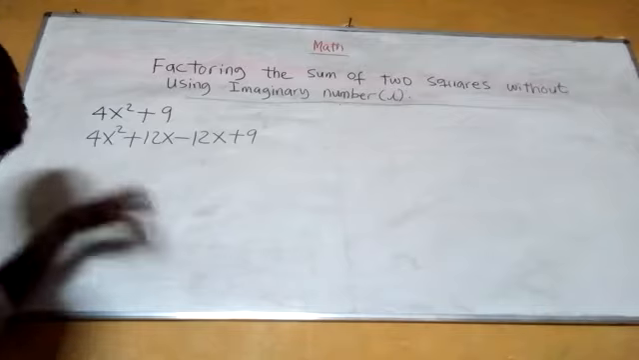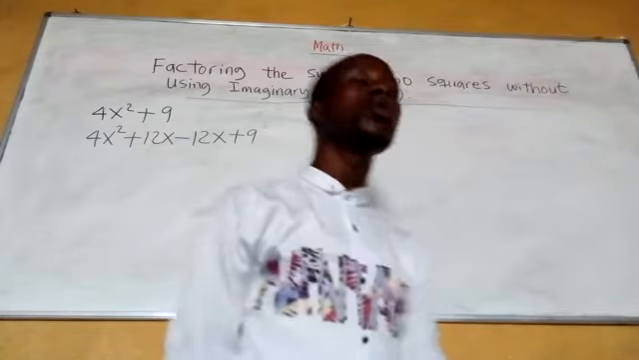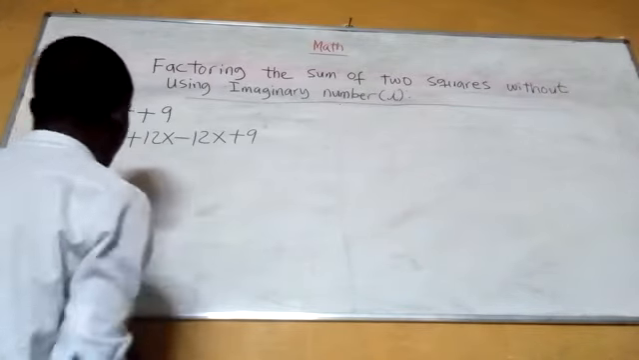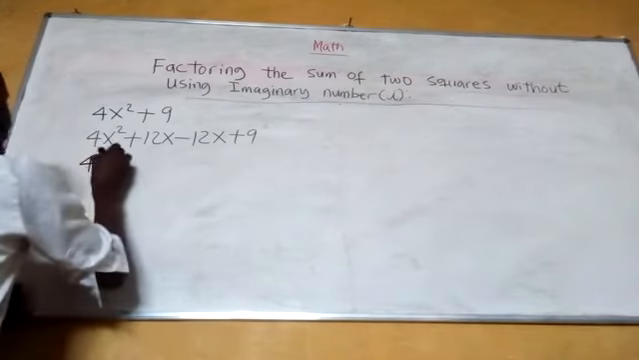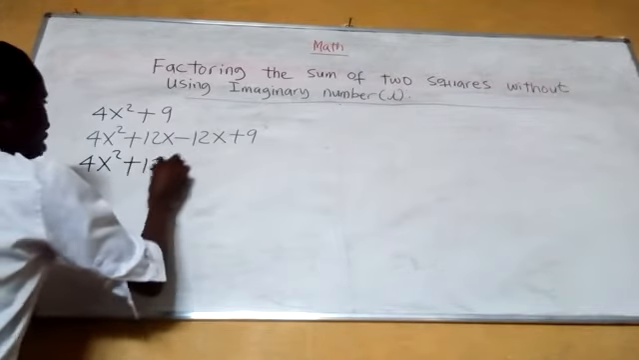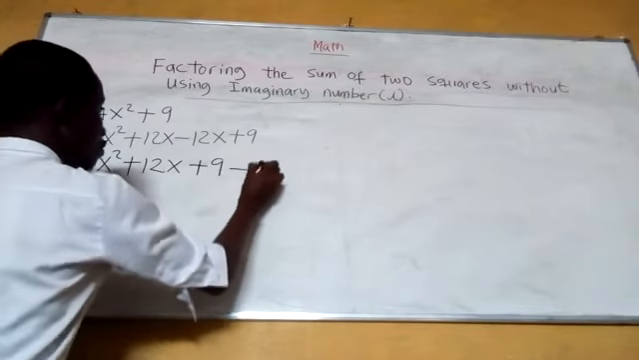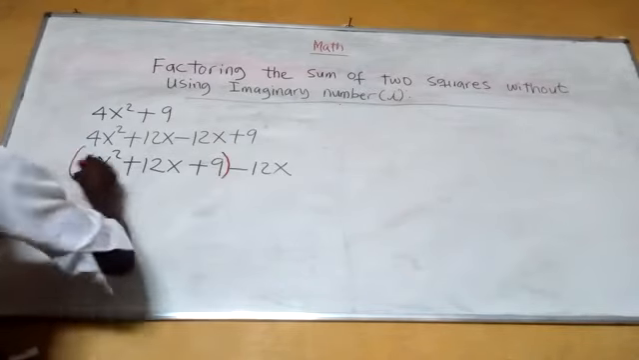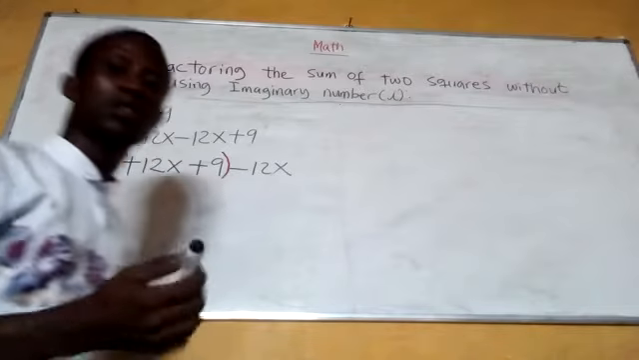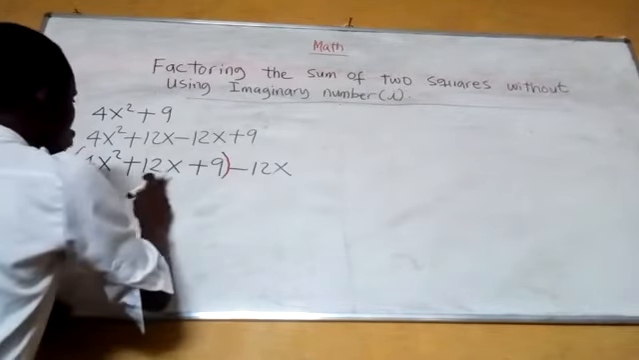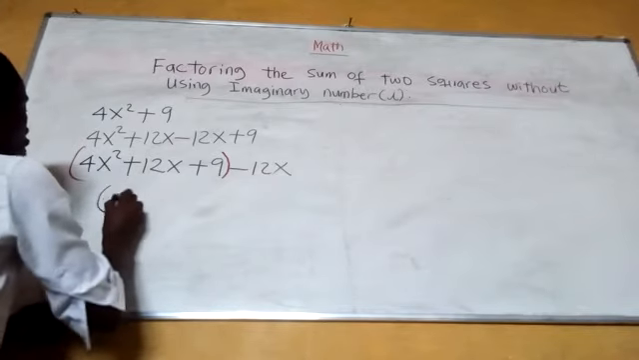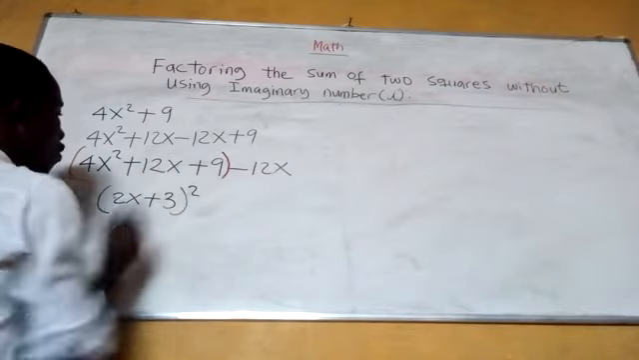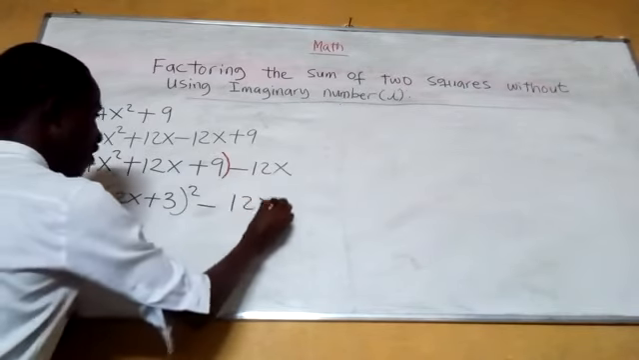So here, after doing our addition and subtraction, we can rearrange the two last terms. We bring the last term before the next to the last. So doing this, we have 4x squared plus 12x plus 9 minus 12x. We can clearly see that we have a trinomial that can easily be factorized. So factoring 4x squared plus 12x plus 9, it gives us 2x plus 3 all squared minus 12x.